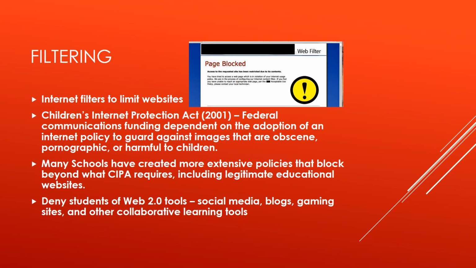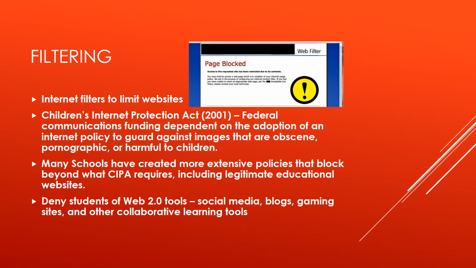Another form of censorship in school libraries is done through filtering. These are internet filters to limit websites. You see that page block picture there. That's something that I'm sure we've all seen at some point in our academic careers. The Children's Internet Protection Act of 2001 stated that federal communications funding is dependent on the adoption of an internet policy to guard against images that are obscene, pornographic, or harmful to children. A problem with this is that many schools have created even more extensive policies that block beyond what CIPA requires, including legitimate educational websites that have to do with religion, LGBT rights, political views, that sort of thing.